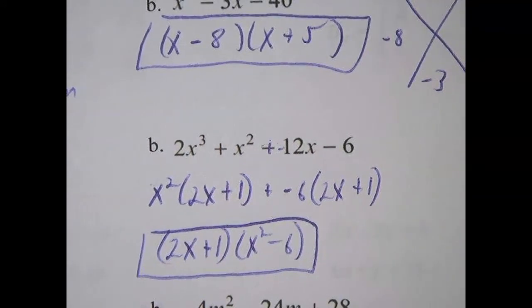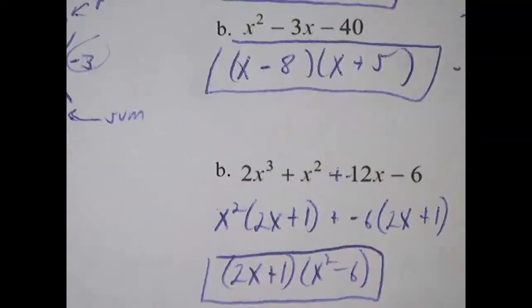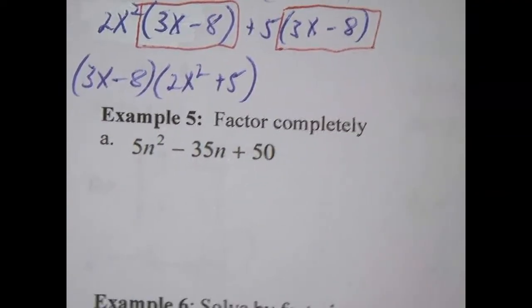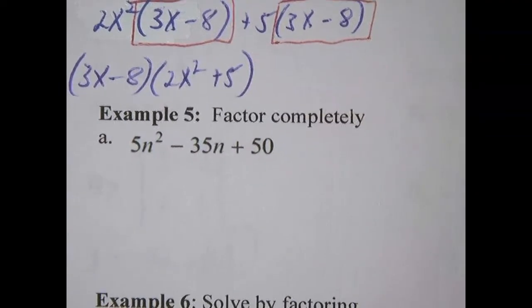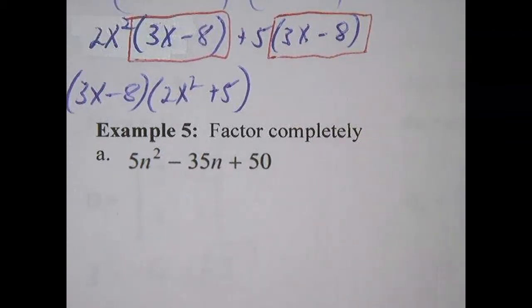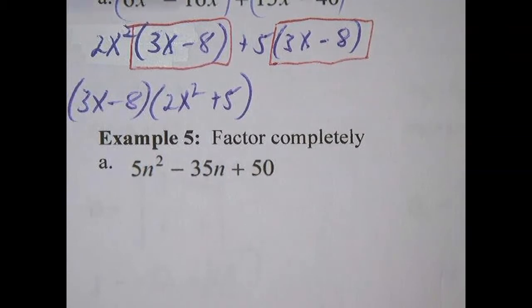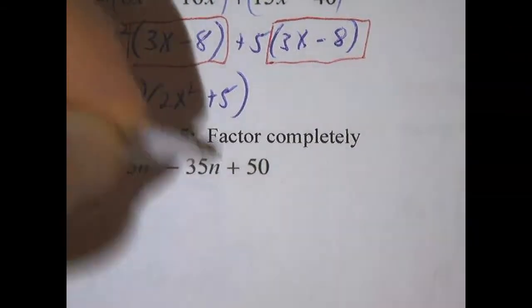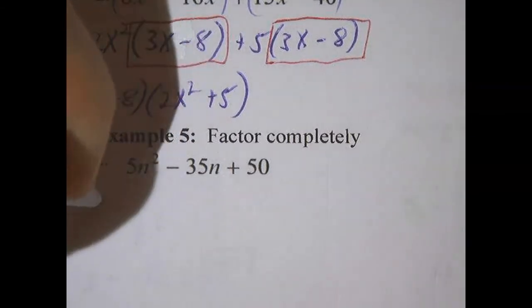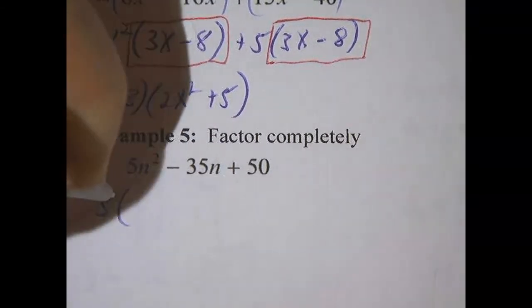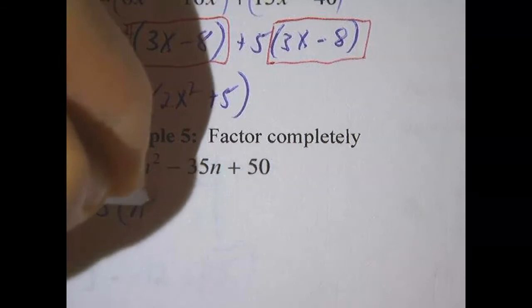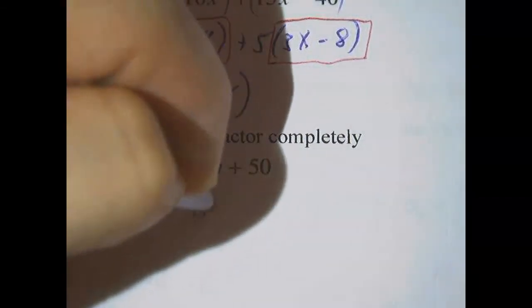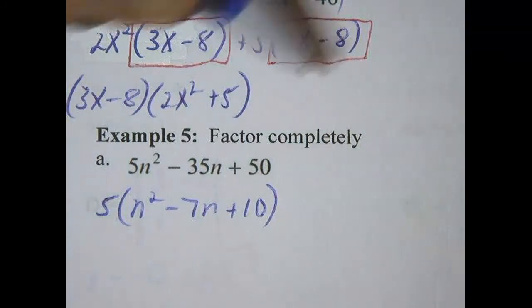All right, let's look at the next example, which is when we have a couple of steps here. The first step, always, if there is one, is always to take out that GCF. Hopefully you just always scan every problem for a GCF, and this one has a 5. So I'm going to start out by taking the 5 out in front right off the bat. So I get n squared minus 7n plus 10. And then it says factor completely.